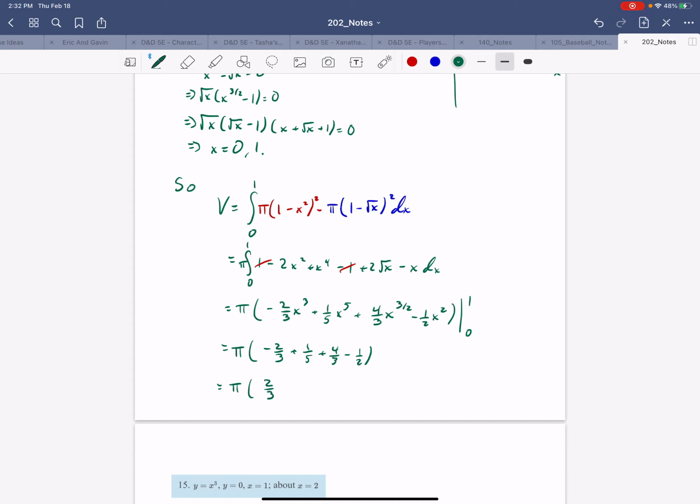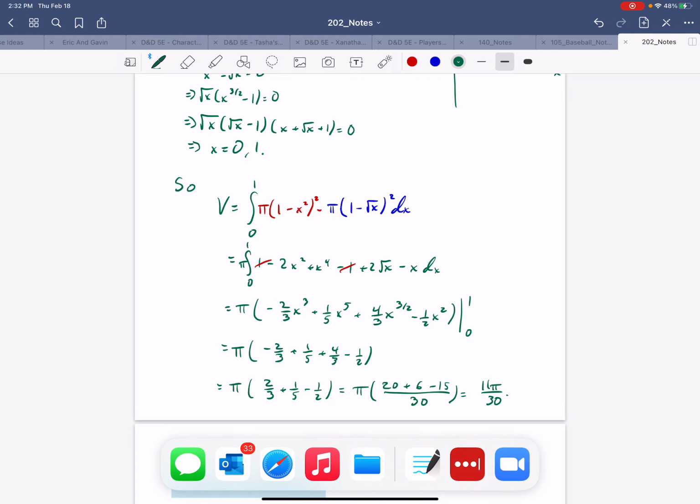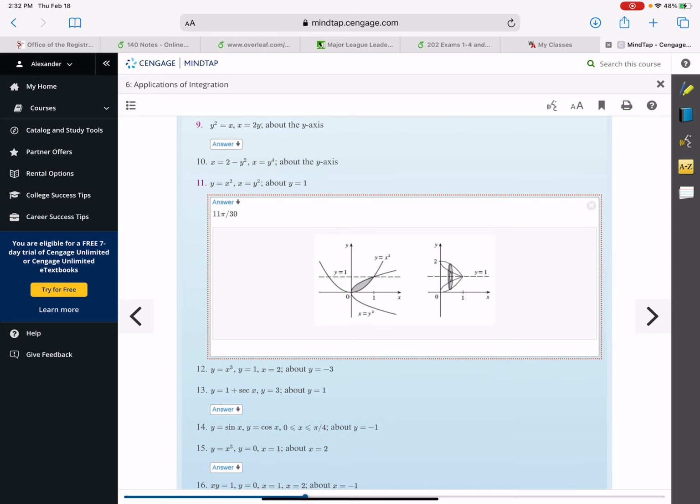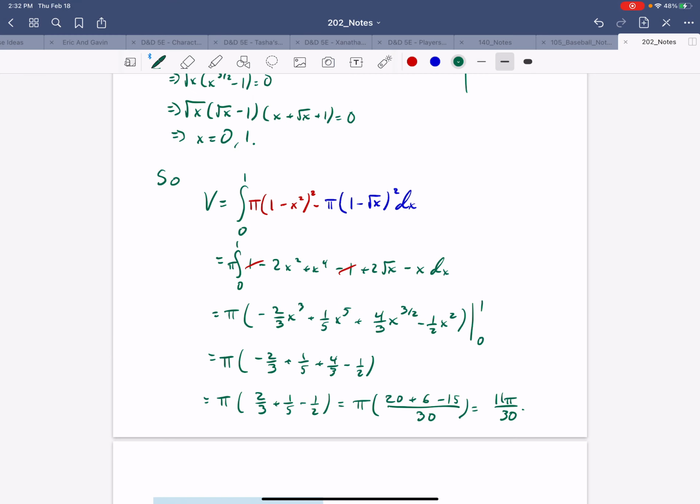We can do a little bit better than that. Pi times 2/3 plus 1/5 minus 1/2. So we get pi times, I guess that's 20 plus 6 minus 15 all over 30. And that's 11 pi over 30. And sure enough, we check our work, or at least our answer, and we get the right answer, okay? So that's how you do that guy.